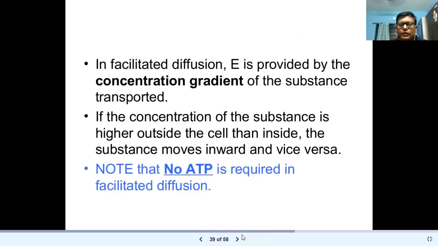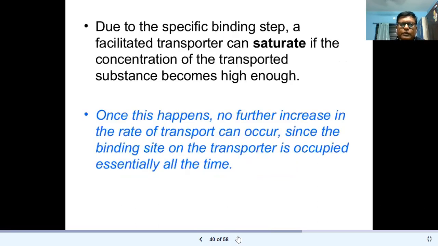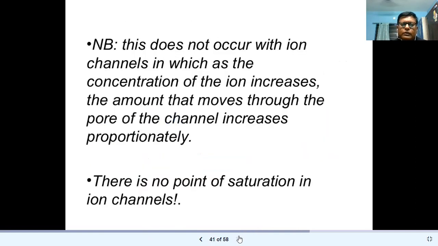So in facilitated diffusion, the energy is provided by the concentration gradient of the substance transported. If the concentration of the substance is highest outside the cell than inside, the substance moves inward and vice versa. Note that no energy is required in the case of facilitated diffusion. Due to the specific binding step, a facilitated transport can saturate if the concentration of the transported substance becomes high enough. Once this happens, no further increase in the rate of transport can occur since all the binding sites are occupied with the transporter molecules.